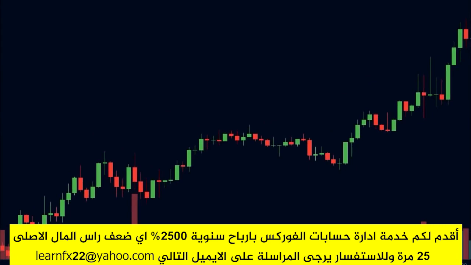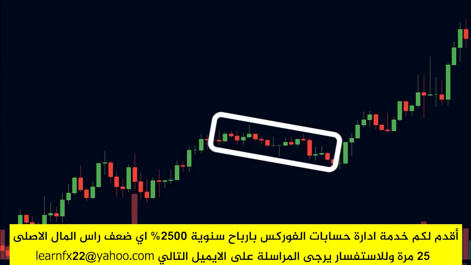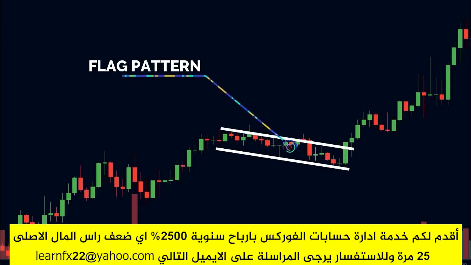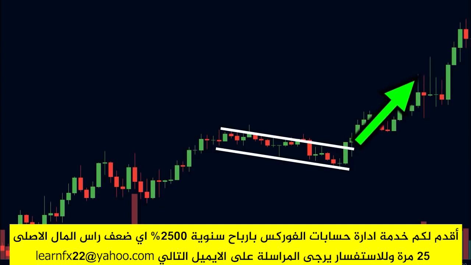For instance, here we see that the price made a strong up move. Then the market started to consolidate for a few candles. The consolidation was not flat. It was a downward sloping consolidation. So, here we have successfully discovered a flag pattern. Now, prior to this consolidation, the market made a strong up move. Hence, we expect the market to resume the up move after this flag pattern. In other words, we are expecting a bullish breakout.